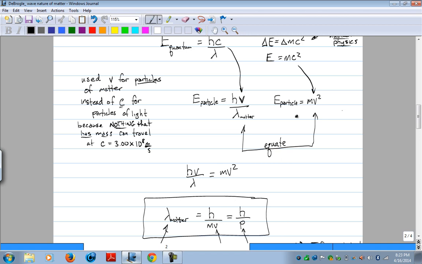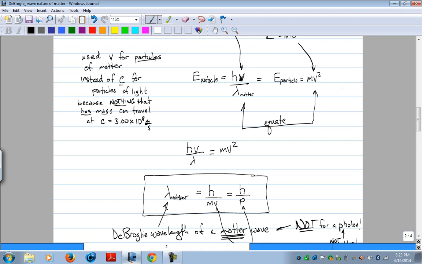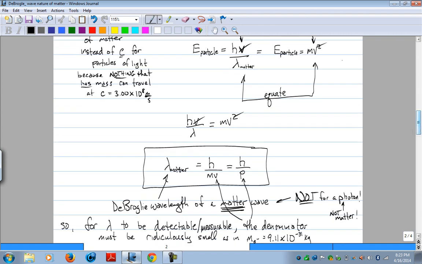And those two equations were married or equated, and from that you could see that one of the v's drops out, and you get this equation, h divided by lambda equals mv. And as an aside that you'll see later, that means for a matter wave, since mv is momentum, we have an expression for momentum in terms of the wavelength of the matter.